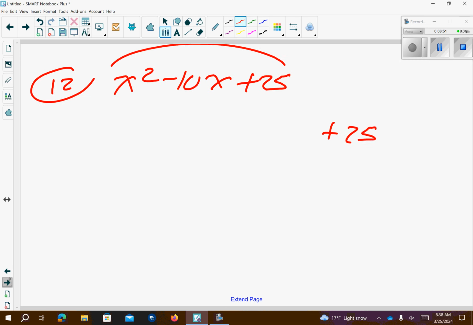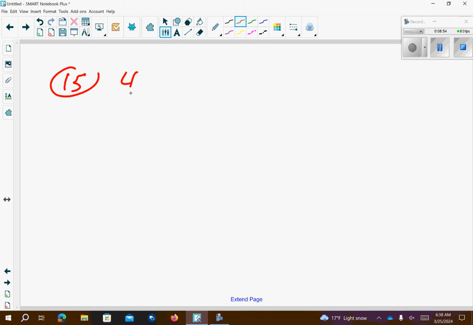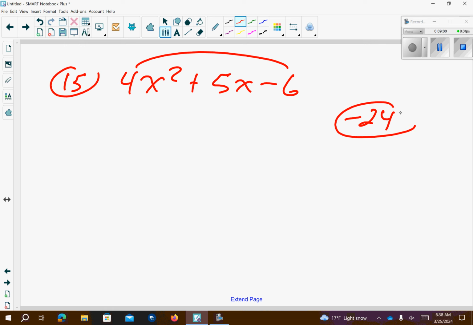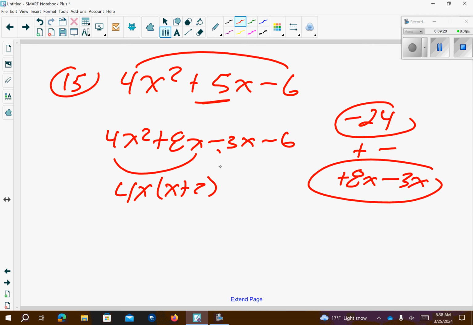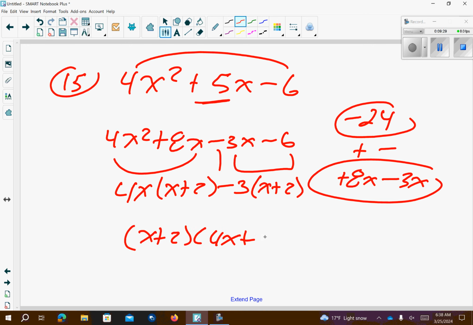Sorry about that. Number 15, 4x squared plus 5x minus 6. Let's multiply those together. I get negative 24. In order to get to there, I have to have one positive, one negative. The factors of 24 that add up to 5 are going to be plus 8x and minus 3x. Plug those in. So I get 4x squared plus 8x minus 3x minus 6. Factor a 4x out of both of those. Bring that negative down. Factor a 3 out. Change the signs because I factored a negative out. So x plus 2 and 4x minus 3.